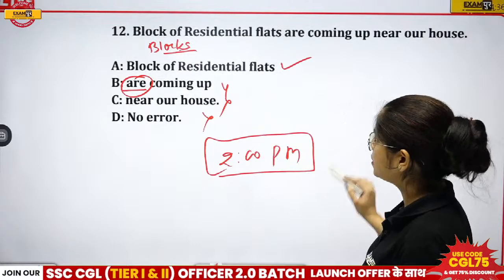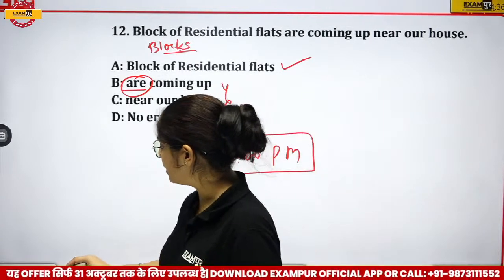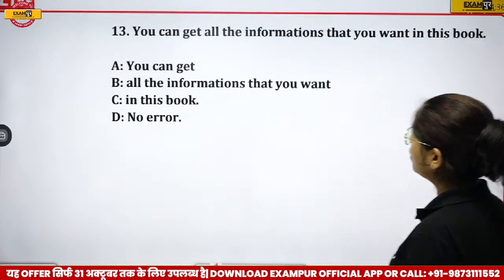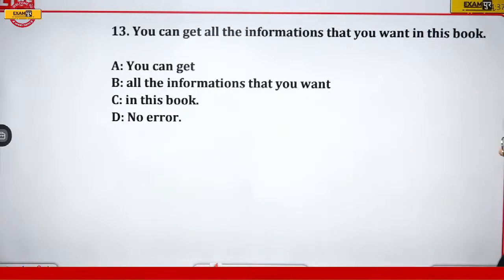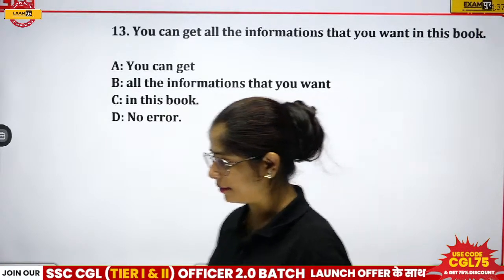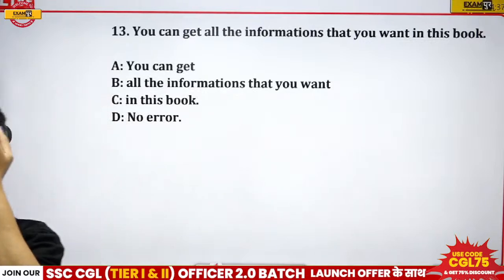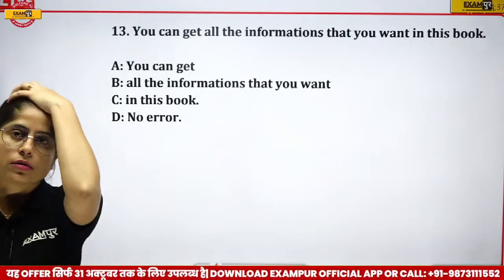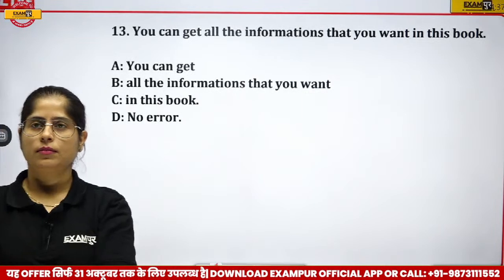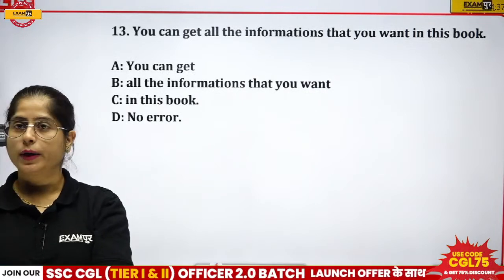Let's see this one. The error was in part A. Next, you can get all the informations that you want in this book. Tell me the error. The part that has the error. Okay, quickly.